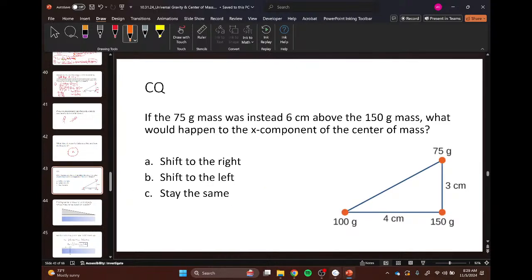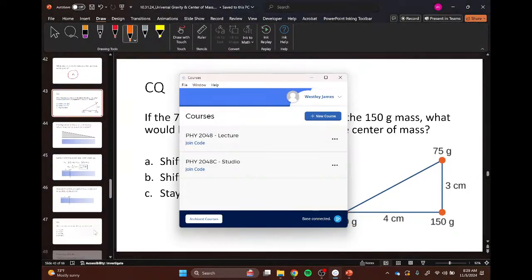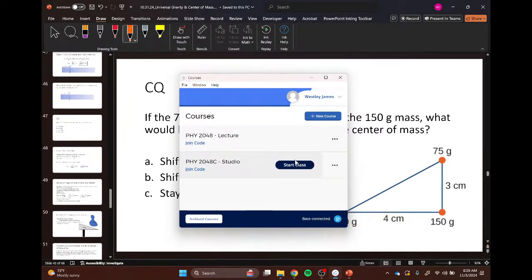the time on it. Okay, I got a single clicker question today. Oh, no, I got two. There you go.